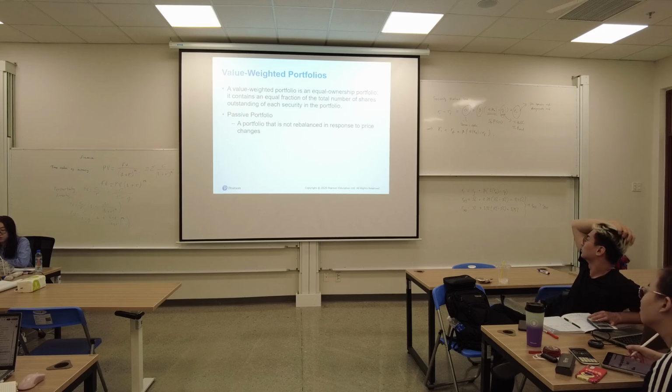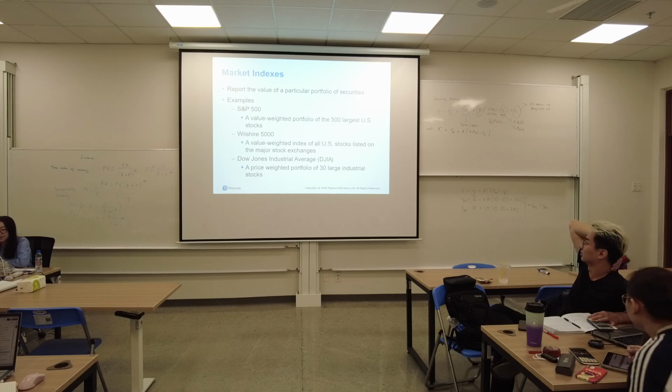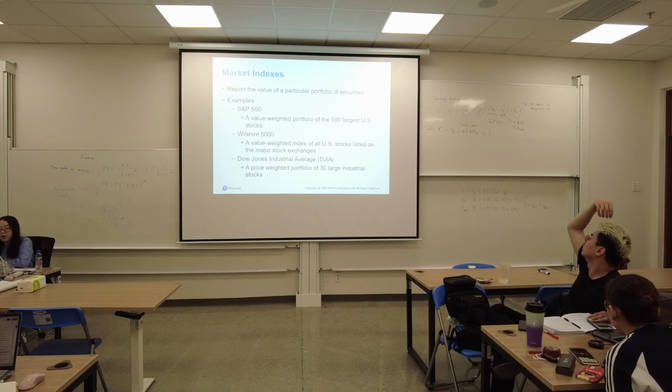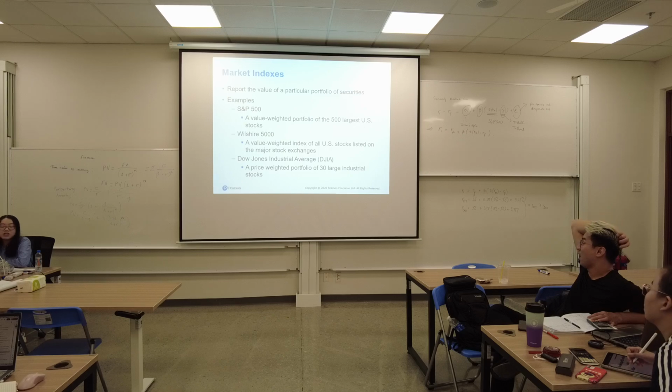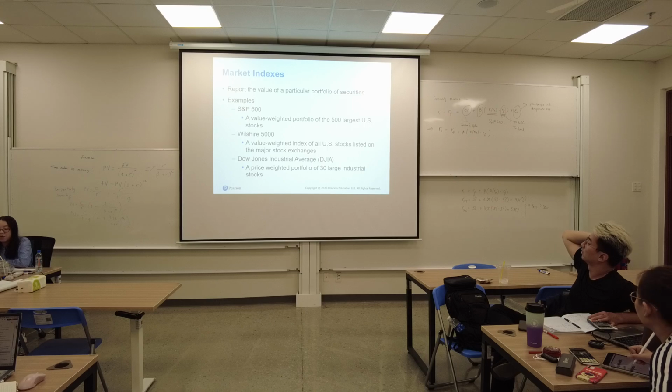So now we have some market indexes here. For example, we have the S&P 500. This is a value weighted portfolio of the 500 largest US stocks. Currently in the US, there are around 5,000 stocks actively trading on the market. But for the S&P 500, we only take into consideration the 500 largest US stocks.